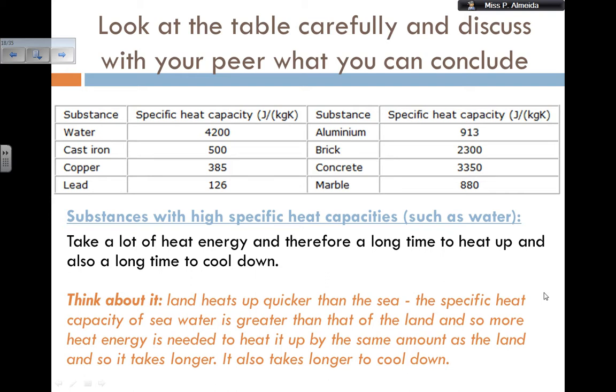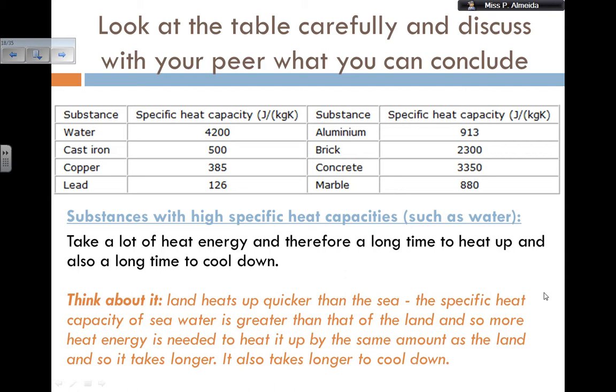So if you have a substance like water and concrete, for example, that have a high specific heat capacity, then they are going to take a lot of time to heat up and a lot of time to cool down, because you need to provide a lot of energy, right? But the good thing about it is that you can use them to store heat. So storage heaters, for example, are made of concrete. You can provide them energy to heat up when the energy demand is low.